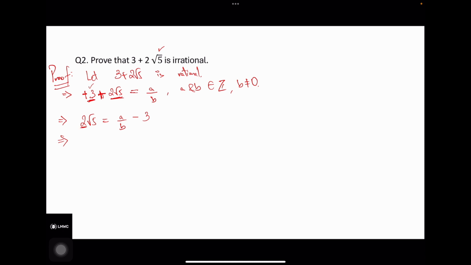We don't need this 2 here. We need only root of 5. So root of 5 equals 2. So when you take the 2 to the other side, now this time it will be different.